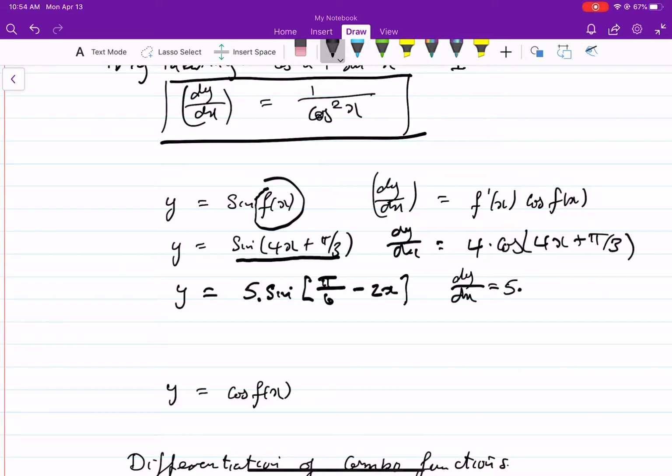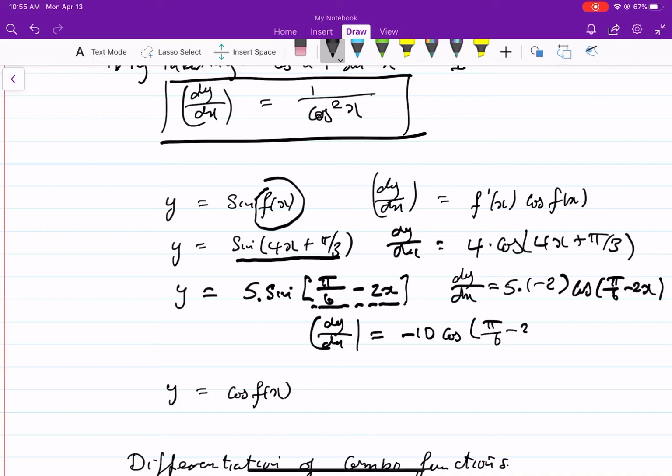The f of x part in there is the pi upon 6 minus 2x. If you differentiate pi upon 6 minus 2x, you just get minus 2. Remember, pi upon 6 is a constant. So you just get the minus 2. And then times the cos of pi upon 6 minus 2x. If you tidy all that up, you get dy/dx is equal to minus 10 times the cos of pi upon 6 minus 2x. There. Okay, so just a couple of examples.